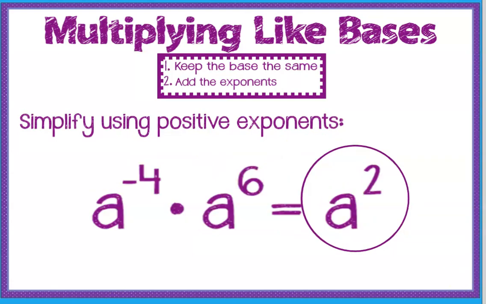This works no matter whether your exponents are positive or negative. A to the negative 4th times a to the 6th both have bases of a, so we keep the base the same. Negative 4 plus 6 is 2.